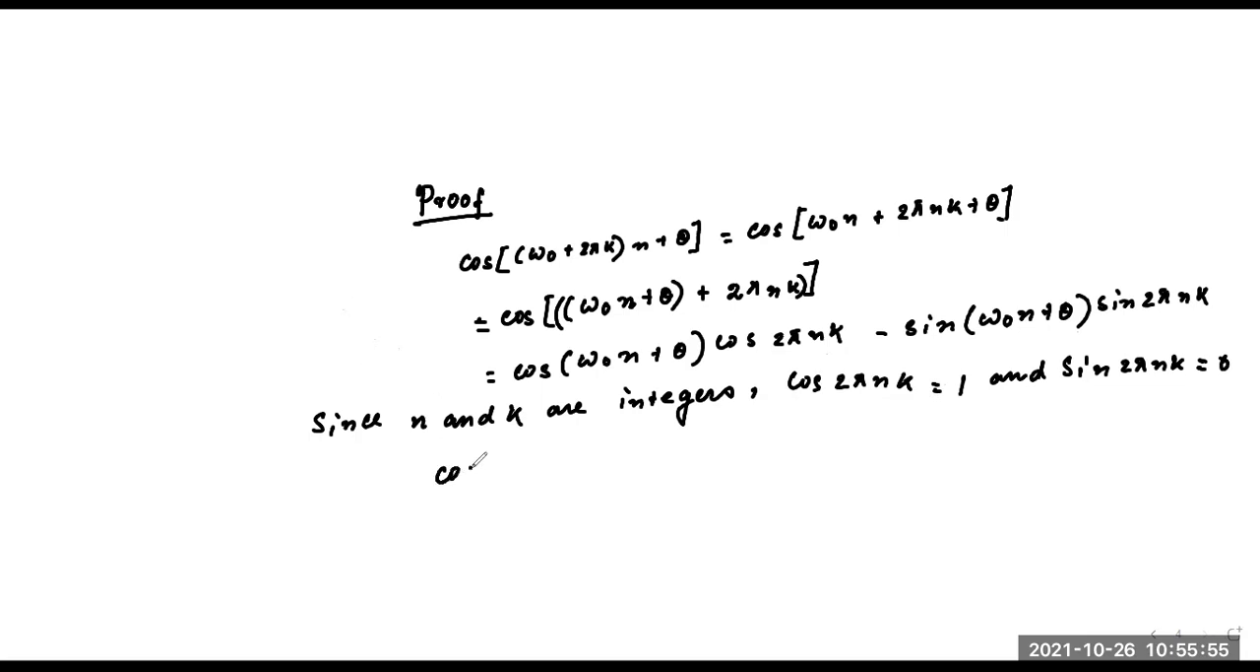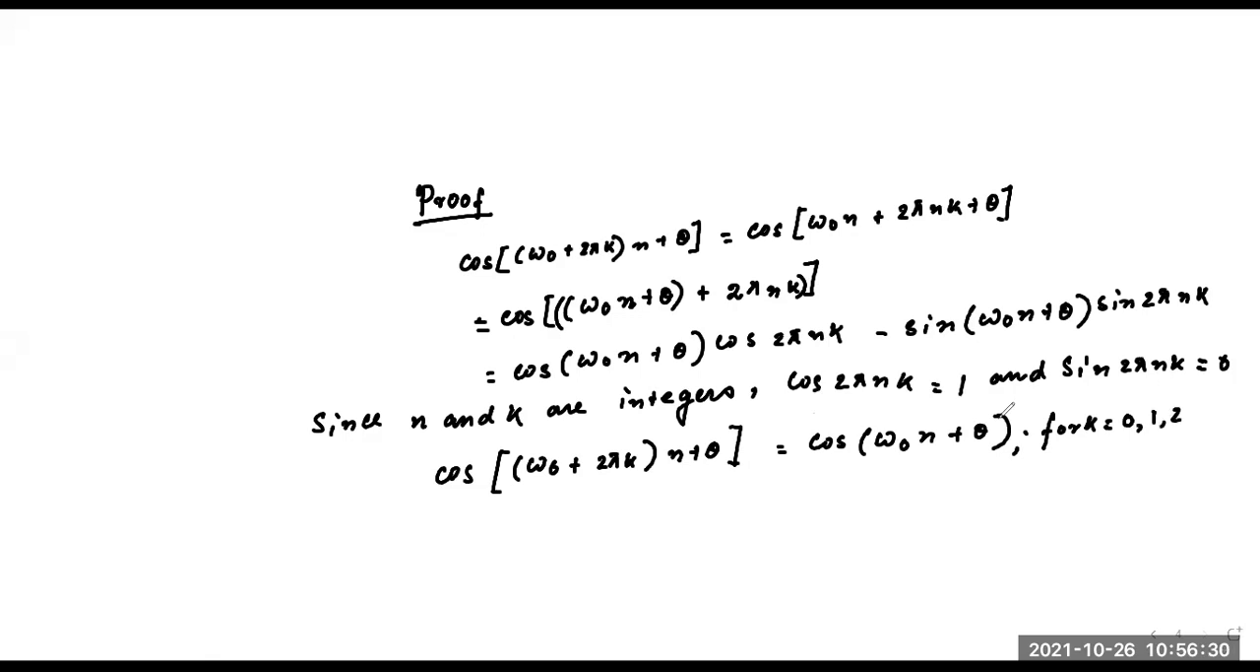So we can write cos of (omega 0 plus 2 pi k) n plus theta can be represented as cos of omega 0 n plus theta, for k equals to 0, 1, 2, 3. Okay, so this is the proof.